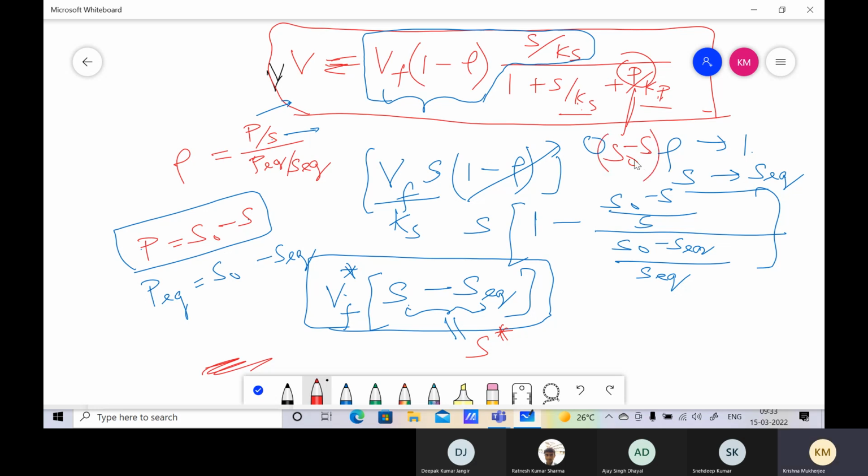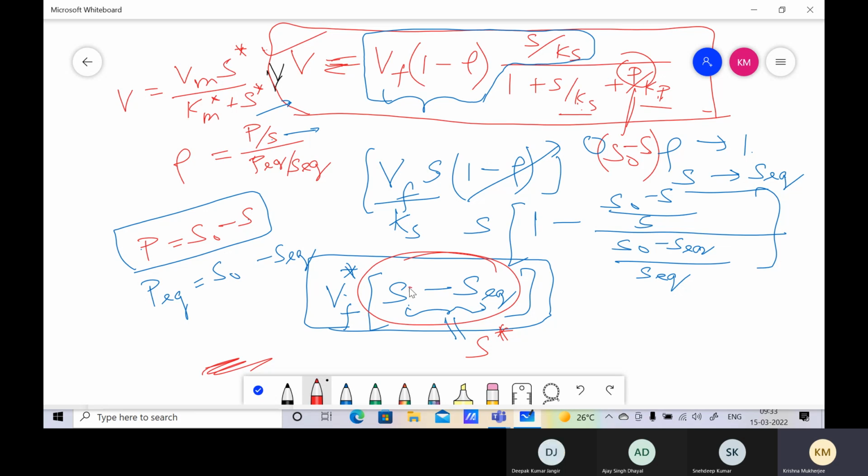As far as we are concerned, we can convert this equation, and I want you to go back and try it. We can write this as V is equal to V max S star over Km star plus S star, where S star is this. Because remember, this reaction will go to 0 not when S goes to 0, as it normally does, but when S approaches S equilibrium.